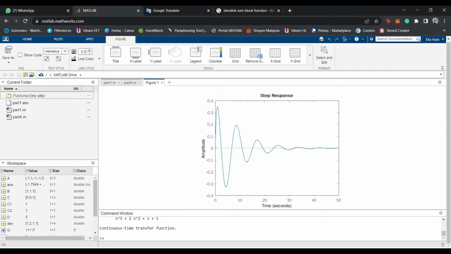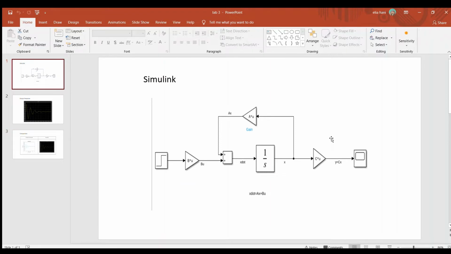The output response that has been obtained is stable and declining until the steady state response equals 0. For simulating, first we put an integrator, then we put gain A and gain B. After that, we put a sum block to perform addition for the input of gain A and gain B. We put unit step at gain B. Next, we put gain C and scope to find the output.